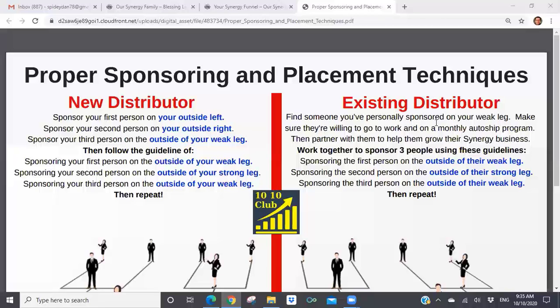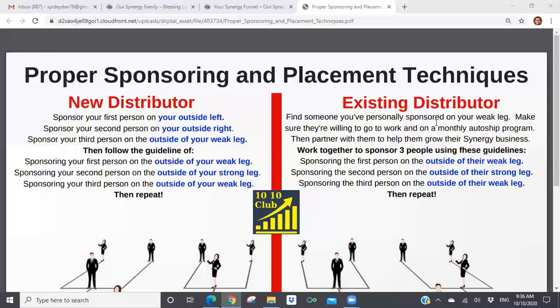And so if I've got a person ready to join Synergy Worldwide, where do I want to place them? I want to place that person on the outside of their weak leg. And then they have a person that they bring into Synergy Worldwide, where do they want to place them? On the outside of their strong leg. And when that third person comes in, whether it be I or the other person, where do we place them? Outside of the weak leg of that distributor that you're actively working with.